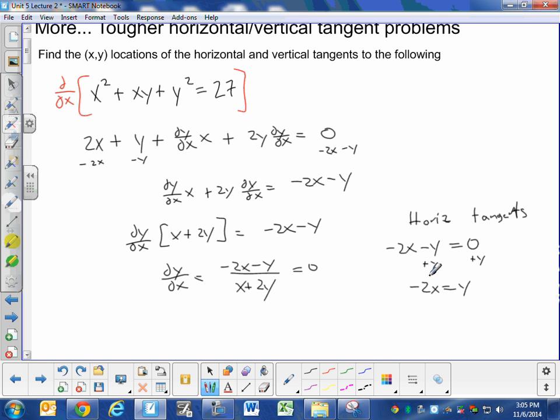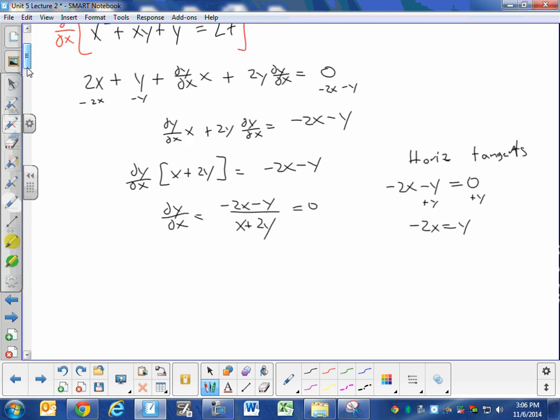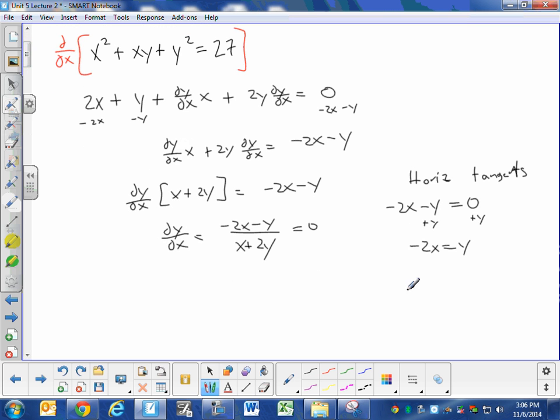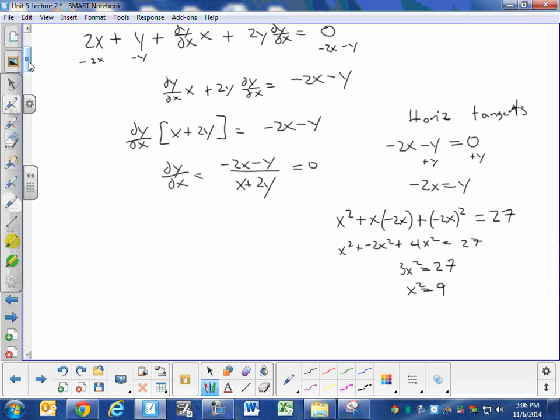So we'll take negative 2x, and plug it into every y we see in our original equation, getting us x squared plus x times negative 2x plus negative 2x squared equals 27. And then I get x squared plus negative 2x squared plus 4x squared is equal to 27. That's 3x squared. x squared is equal to 9. x could equal plus or minus 3.